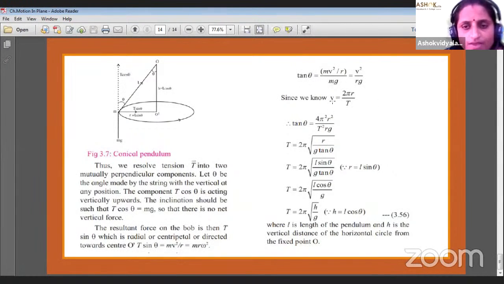Substituting v is equal to 2π r upon T in the above equation, we get tan θ is equal to 4π square r square upon T square r g. Now, solving this equation, we get T is equal to 2π under root h upon g, where h is L cos θ, L is the length of the pendulum and h is the vertical distance of the horizontal circle from the fixed point O.